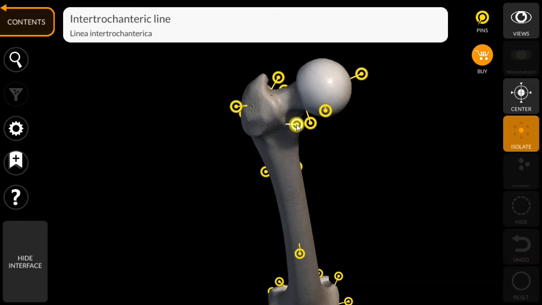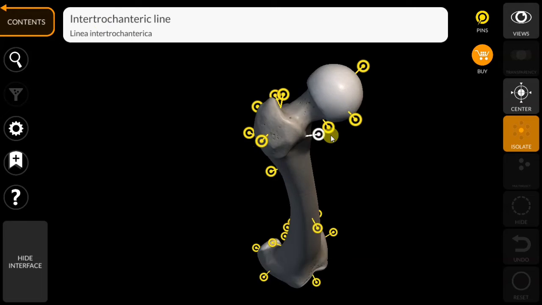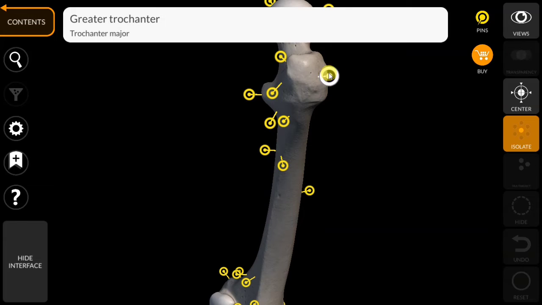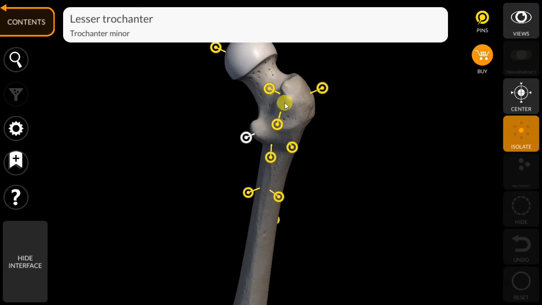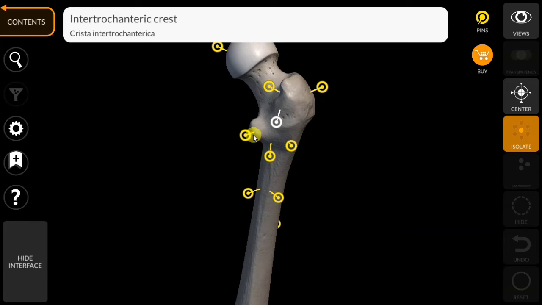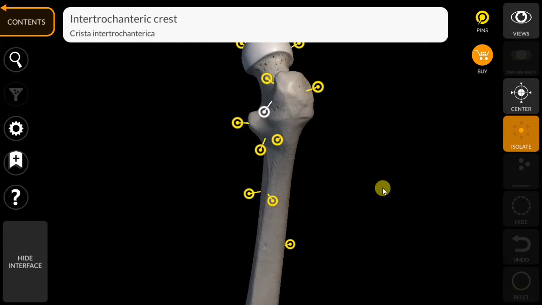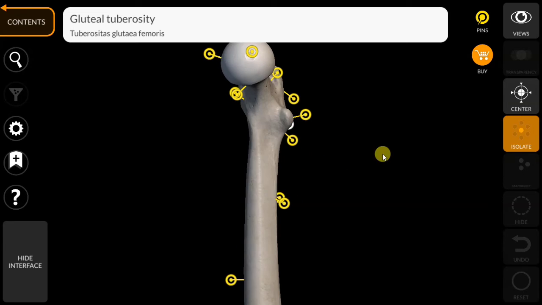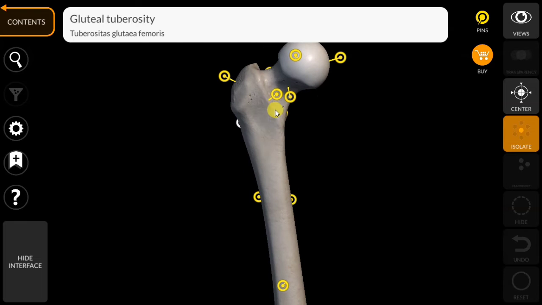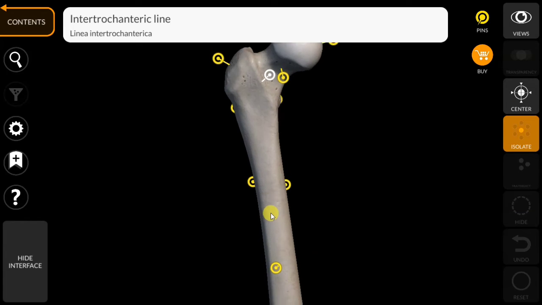This is the intertrochanteric line. First we'll start with the greater trochanter. This is the greater trochanter. This is the lesser trochanter. Between the greater trochanter and the lesser trochanter there is an intertrochanteric crest. So there is a pectineal line, and there is a gluteal tuberosity where the gluteus maximus attaches to the femur. This is the intertrochanteric line.